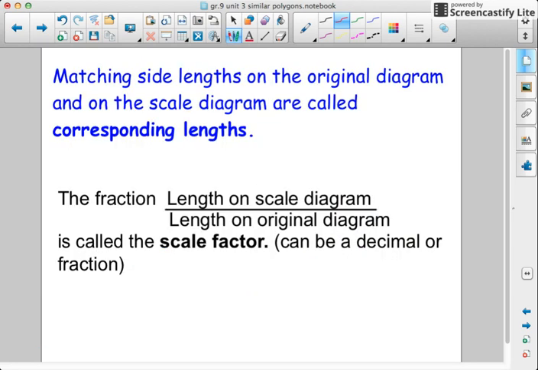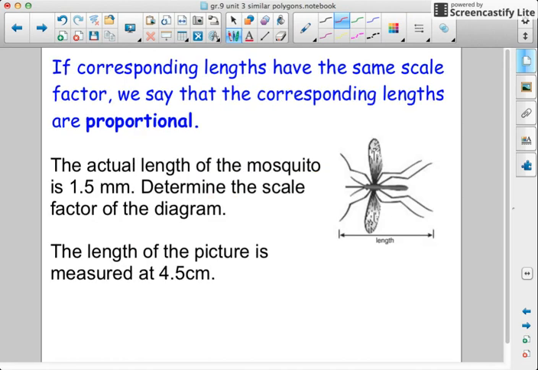Make sure you match side lengths on the original with the corresponding side lengths on the scale diagram. So we take the length on the scale diagram and divide it by the length on the original diagram. That's how you find the scale factor. So you need to remember that: the scale diagram divided by the original diagram. And the scale factor can be a decimal or a fraction or a whole number. If the corresponding lengths have the same scale factor, we say that they are proportional.